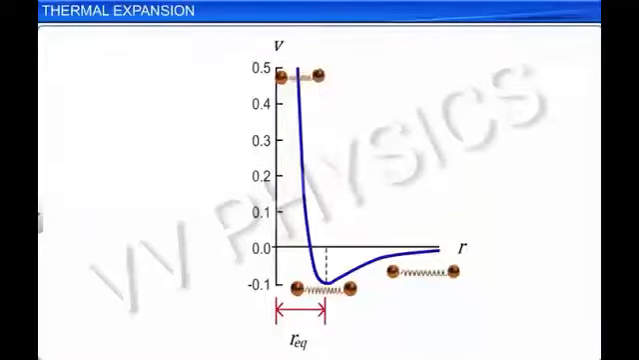The graph shown is the potential energy curve for two adjacent atoms in a solid as a function of their internuclear separation. Since the potential energy curve is an asymmetric curve, the average separation between atoms increases as temperature increases.